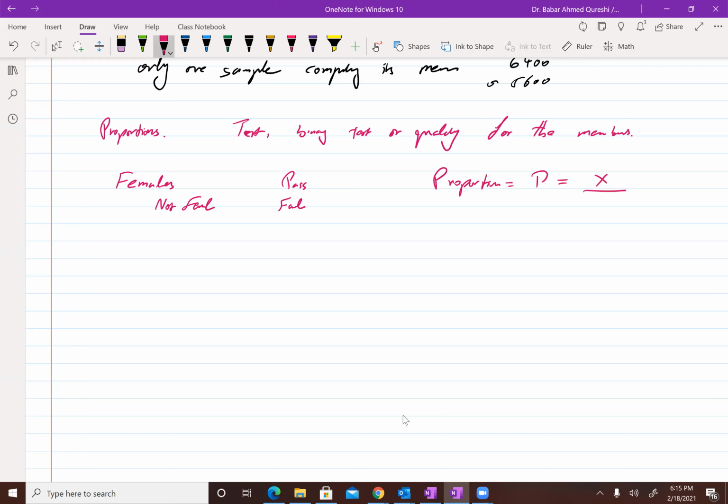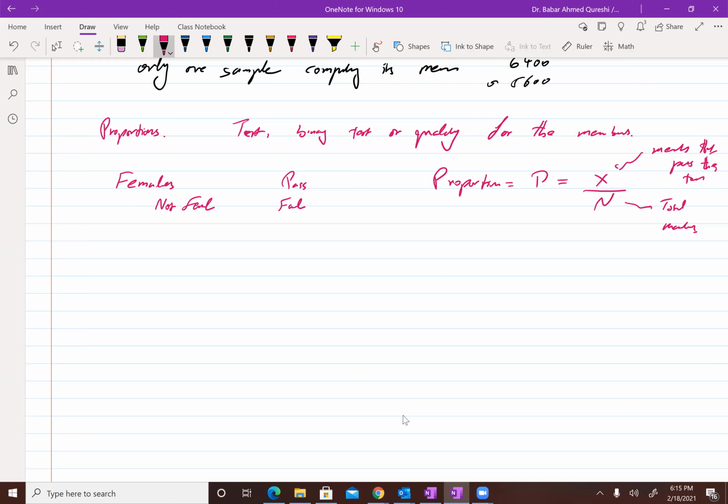It's just the members that pass the test, and this is the total members. This obviously you can do for a finite population, and if it's an infinite population, then you will have some probability that how many of them pass this test, and that's exactly your proportion. So proportion is when you can talk about a binary variable, yes or no answer.